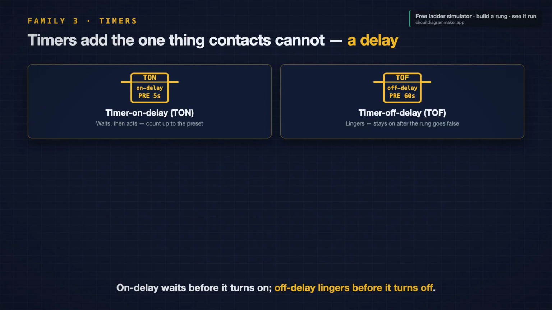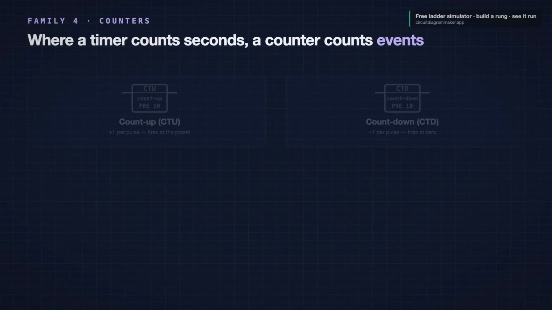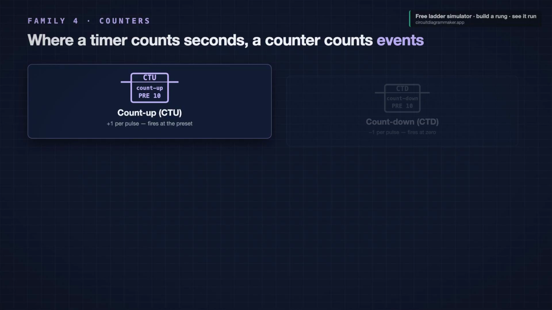Family 4, counters. Where a timer counts seconds, a counter counts events. A counter is also a block with a preset count and an accumulated count inside. The CTU is the count-up counter. Every time its rung goes from false to true, the count goes up by 1. Reach the preset, say 10 parts on a conveyor, and its done bit fires. So a CTU means, do something after this many pulses.